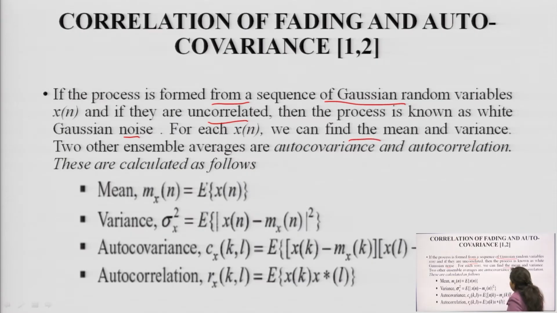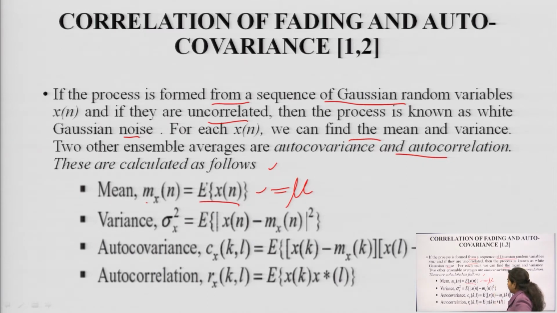Two other ensemble averages are autocovariance and autocorrelation. These are calculated from the mean. The mean is m x n, which equals the expected value of x n. Now, x n is the random variable, and if we calculate its mean value, it is denoted by m x n, or it can also be written as mu. Next is the variance, sigma x square, which equals the expected value of x n minus mu, whole square, where mu is the mean. So, the expected value of this random variable x n minus mu, whole square, is known as the variance.